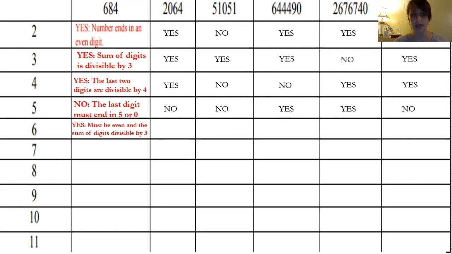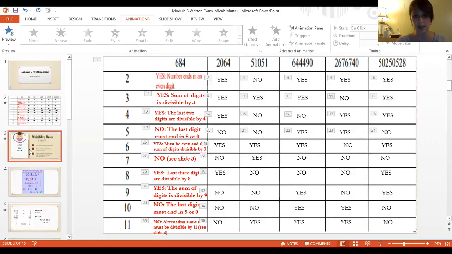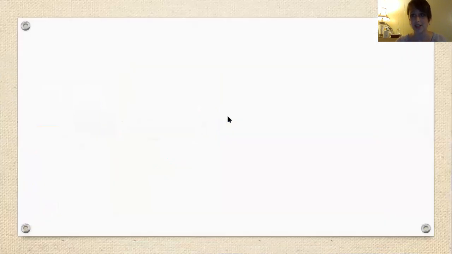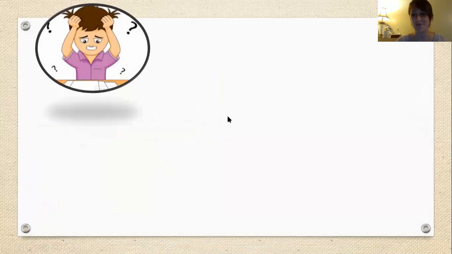It's divisible by 6 if it is an even number and the sum of digits is divisible by 3. So basically, the divisibility rule for 6 is exactly the same as the divisibility rule for 3. So all the answers are going to be the same on there. Now the divisibility rule for 7 is a little bit trickier, and I'm going to show you this on a separate slide because this one is definitely different from the others. It's not as easy as just finding the last couple of digits. And I put that little face there because I got frustrated with this one.